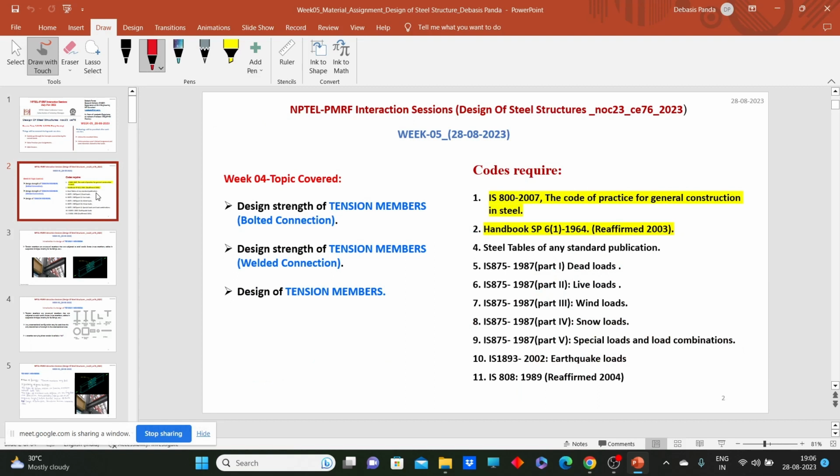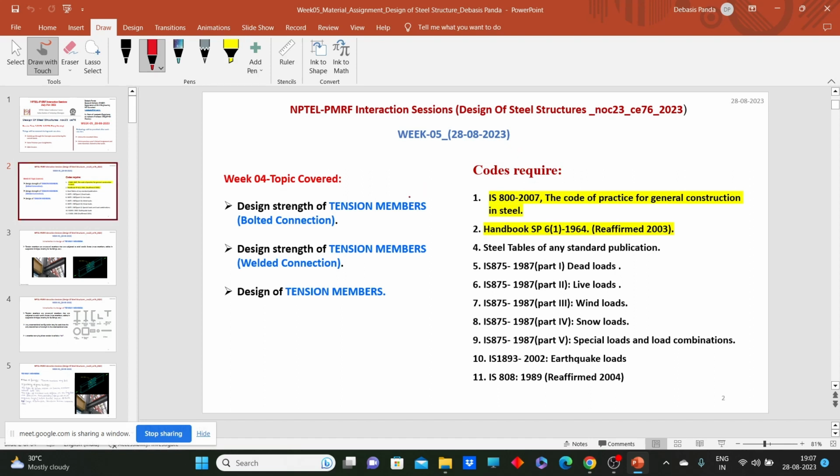During the last introduction session, we started the tension members, where we specifically learned about the net section and effective net section, or the critical sections. How we can find whether one section is a critical section or not, or out of many sections of bolting, which section will be the critical section. So we learned all these things during the last introduction session.